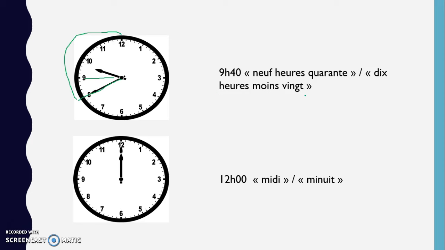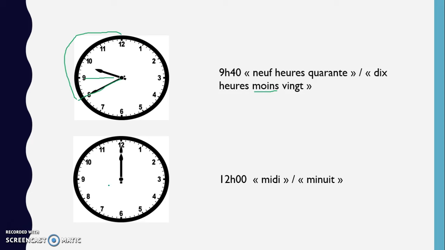So this moins is always minus. 10h moins 20. 10 o'clock minus 20 is 9:40. If it were 9:50, we could say 9h50, or we could say 10h moins 10. 10 o'clock minus 10. So it's more complicated, but people may choose to say it that way. So I just want you to be aware of these options.